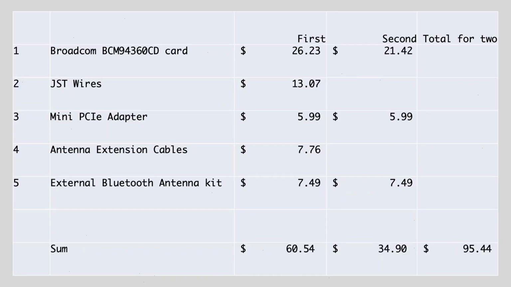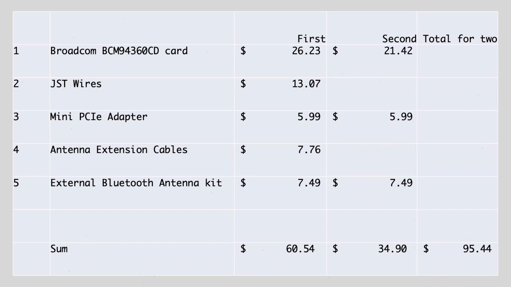The parts that it takes to modify this Mac include first the Broadcom BCM94360 card. The first time I bought this on eBay, it was $26.23. The second time I was able to buy it for $21.42. The JST wires, which are the ones that connect to the backplane board, were $13.07. That was a pack of 10. Three of them are required per Mac. The mini PCIe adapter is $5.99. That was from Amazon. The antenna extension cables are $7.76.